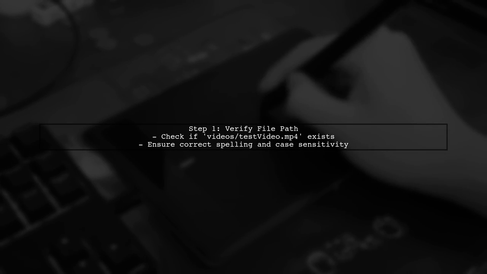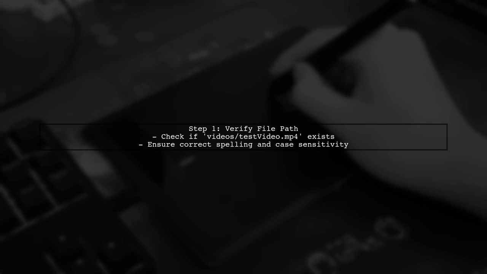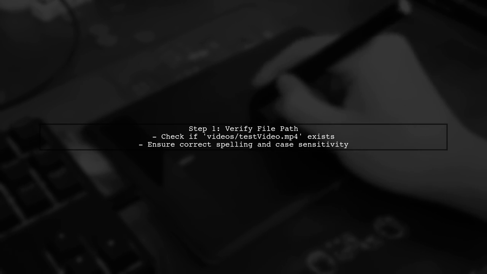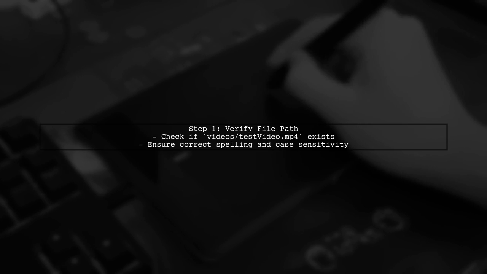First, ensure that the video file path is correct. Double-check that the file testvideo.mp4 exists in the videos directory. If the file path is correct, try running your script in a different environment. Sometimes, IDEs like Jupyter Notebook can cause issues with sub-process handling.